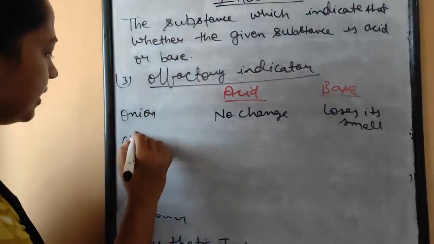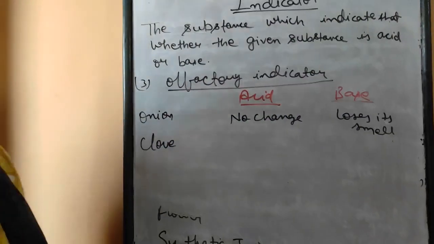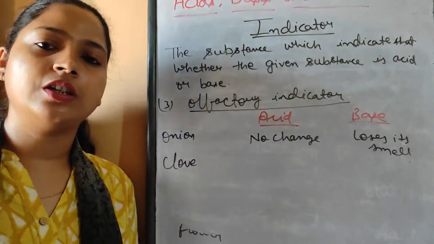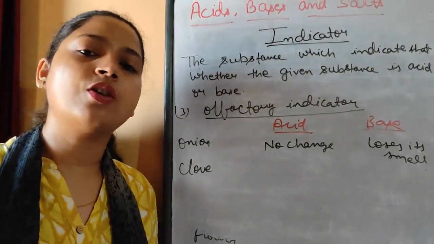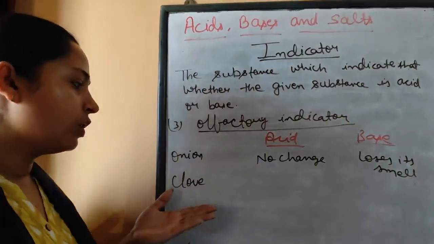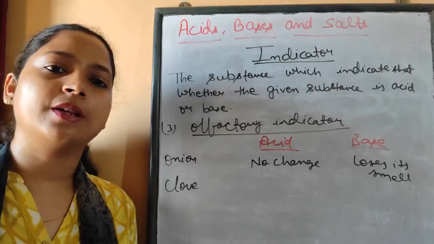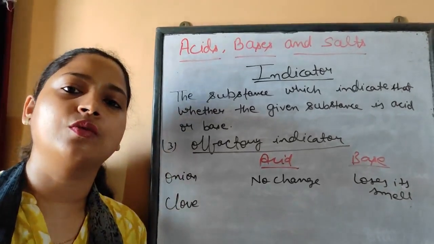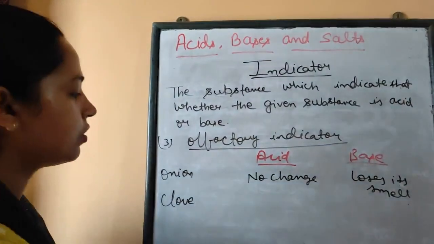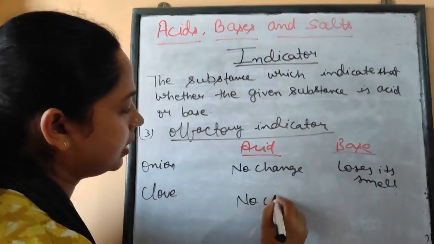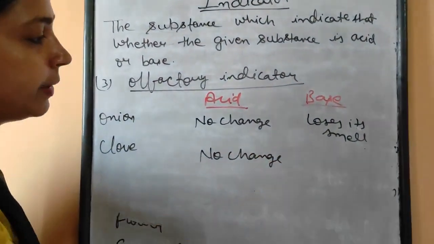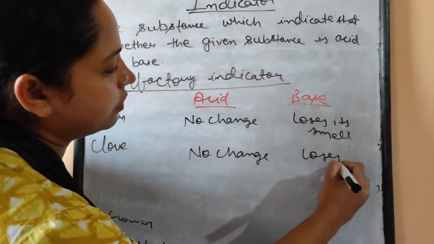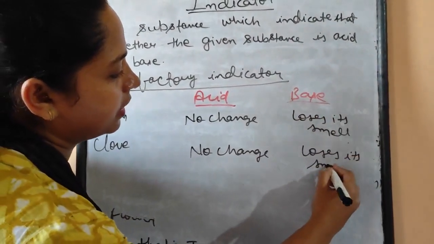Now one more example is there, clove. All of you have seen clove. It is one of the spices which is very common in our country. So clove has also a specific smell. If we have seen the clove oil, there is a specific smell of clove oil. So when we use clove oil, there is no change in acids, but in bases it loses its smell.